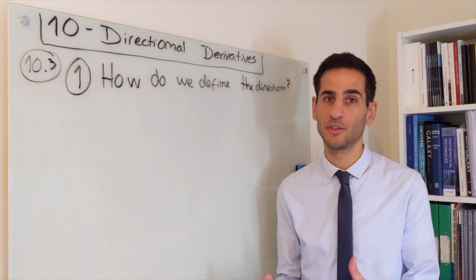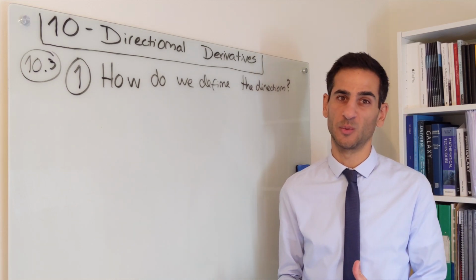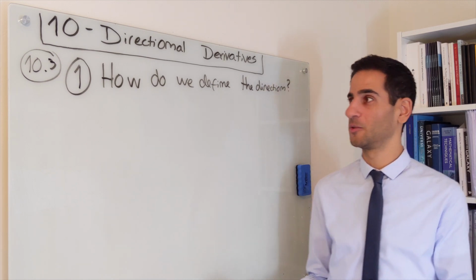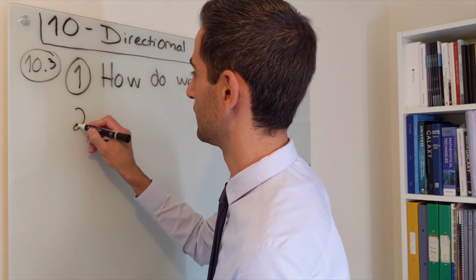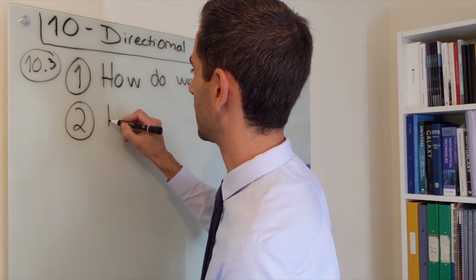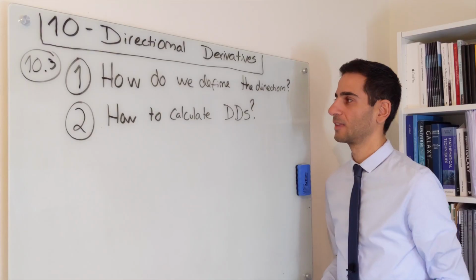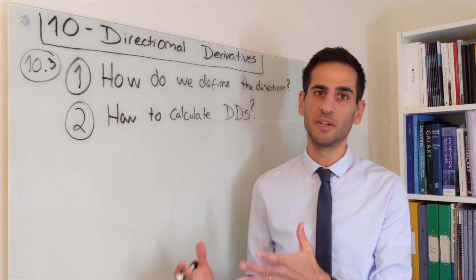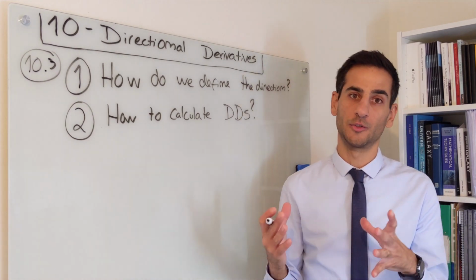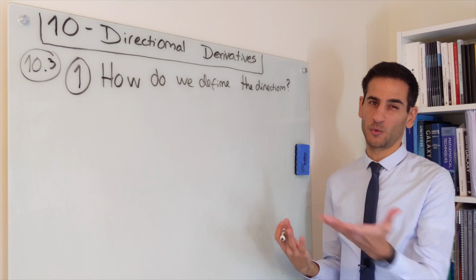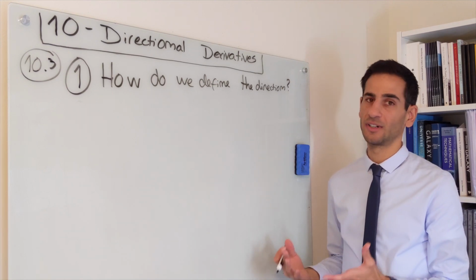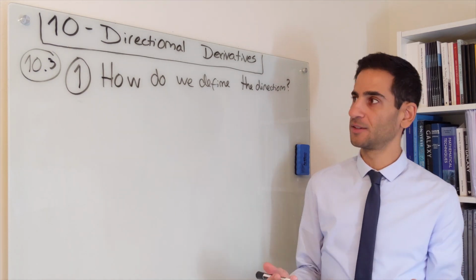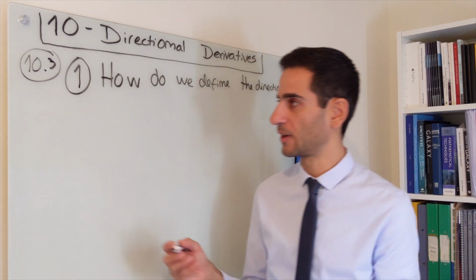We need a very specific way to convey the direction in which we're calculating the directional derivative. And obviously, perhaps even more important, but this is a follow-up question, how do we calculate them? And these are obviously directional derivatives. These are the two main questions that we're now going to address. We need to start with question 1. How do we define the direction in which we're taking a directional derivative? And it turns out that the best way to do this is by using vectors.